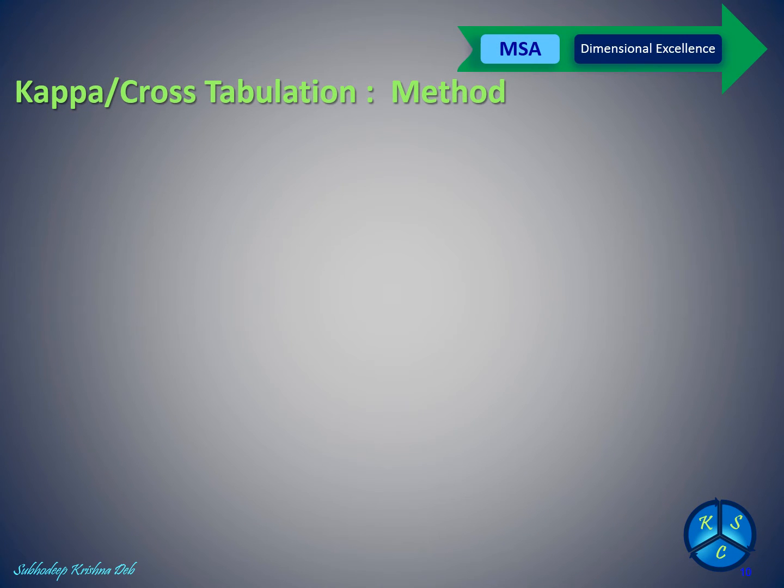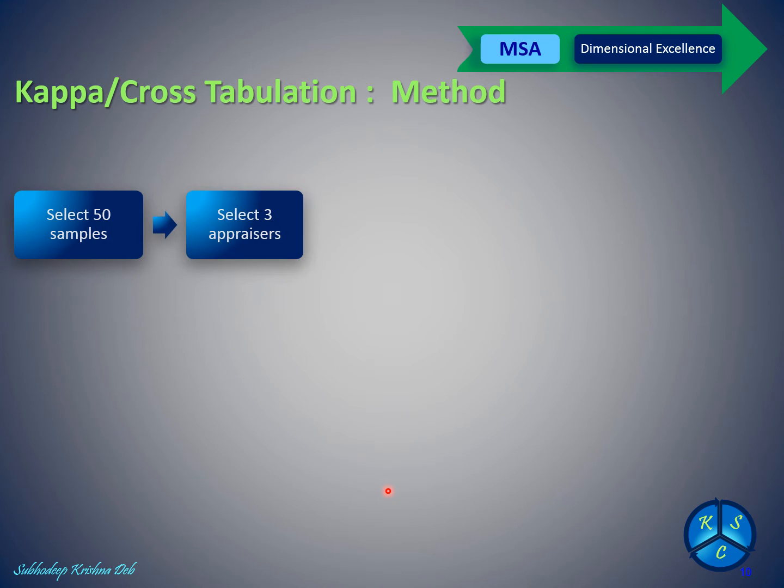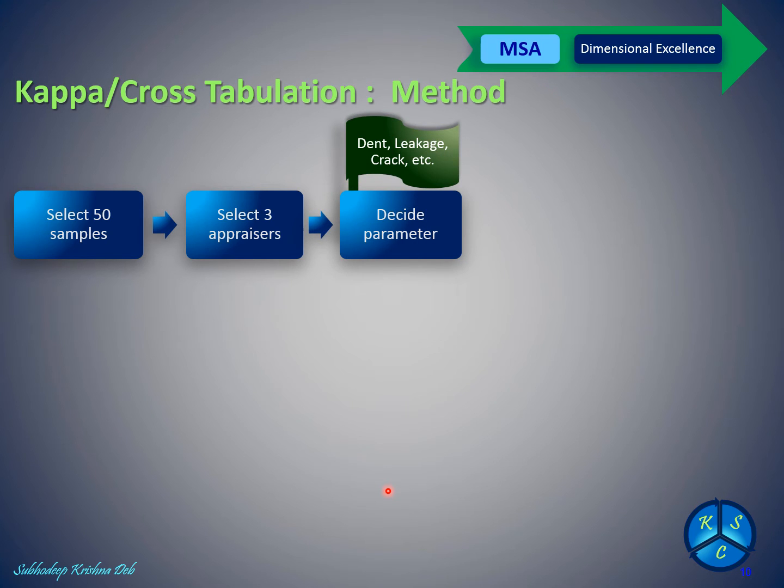Now we have completed signal detection. Let us move to the second tool, that is the CAPA method of cross tabulation. For that we have to again select 50 samples, which should consist of 20% defective parts, and we have to select 3 appraisers who will conduct the study. After that we have to decide the parameters on which we will perform the study and record the reference value of all the parts.